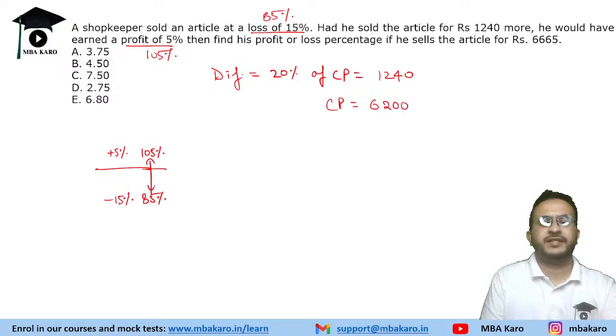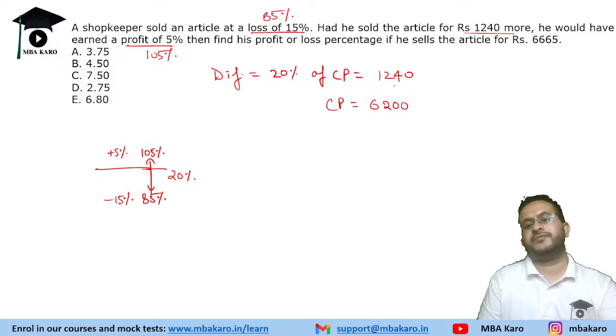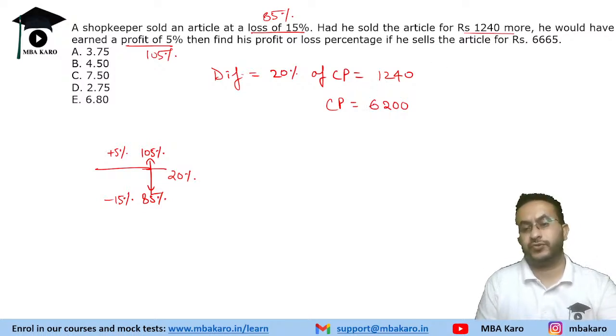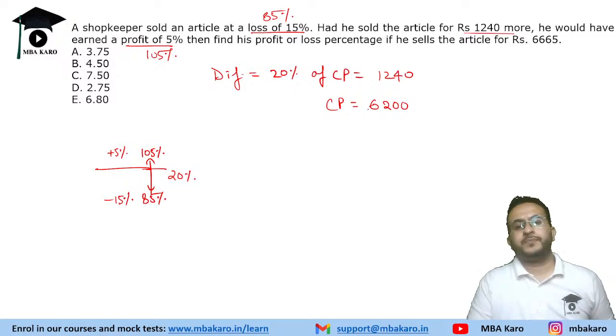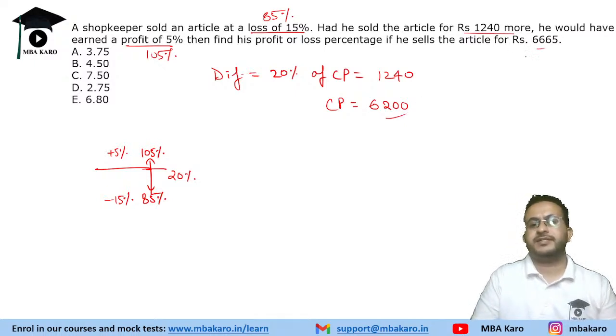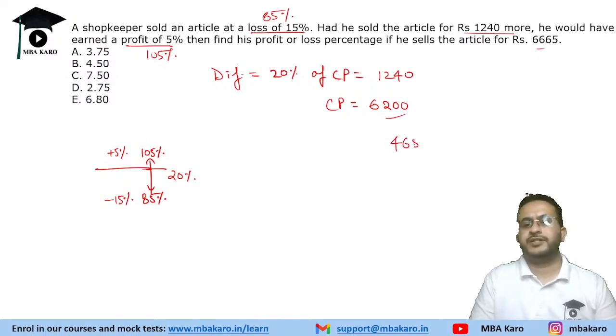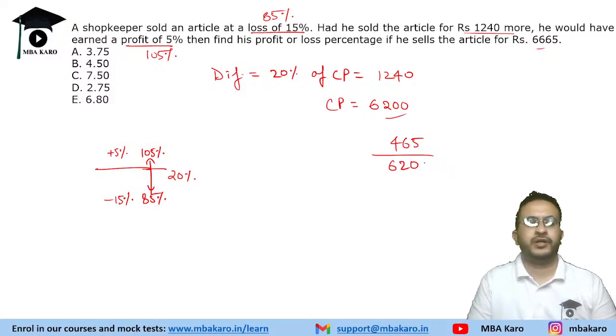दोनों के बीच का डिफरेंस कितना है? It is 1240. And price wise कितना difference है? 20% of cost price. So 20% of cost price is 1240. Cost price is 6200. अब क्या है? Cost price given है, selling price कितना है हमारा? 6665. So profit कितना हो गया? 465 out of 6200. ठीक है.